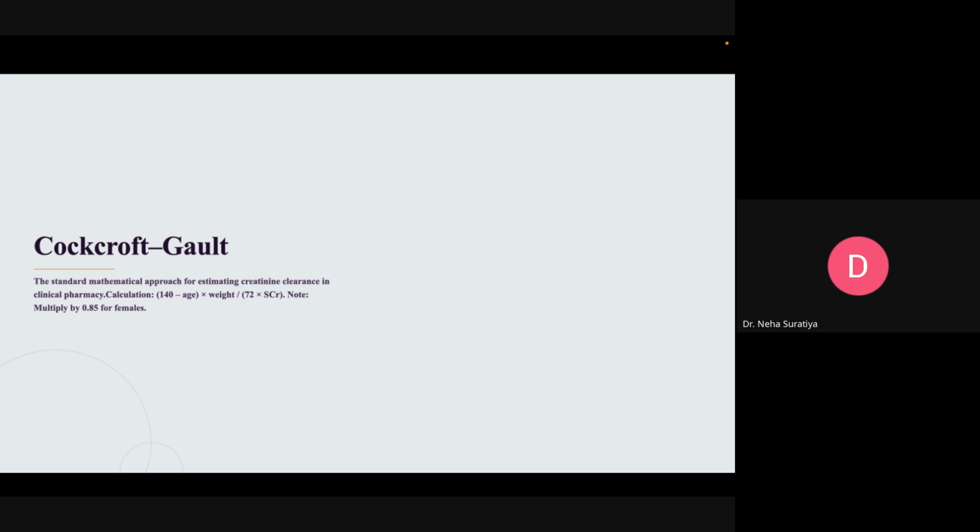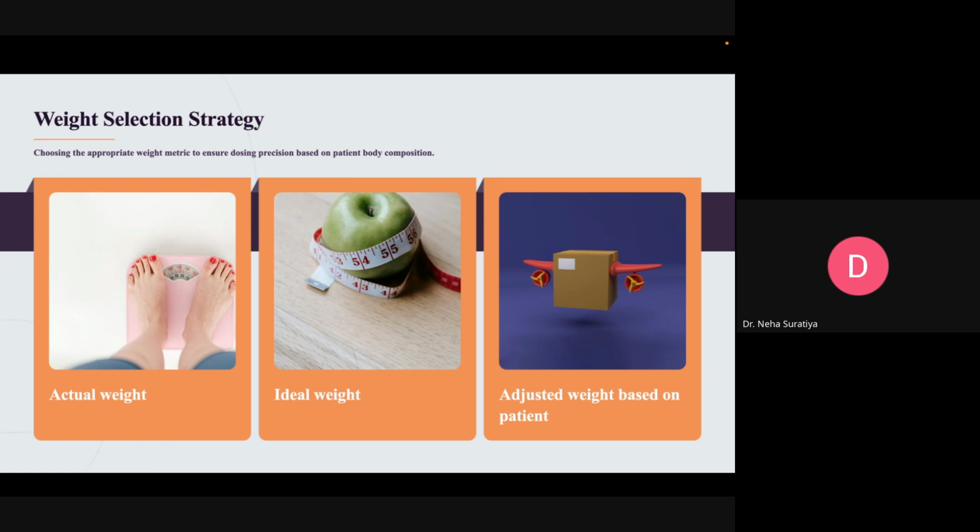If overestimation happens, you will end up giving an overdose of the drug. If underestimation happens, of course, you will have underdosing. That's the reason behind this slide. We can consider that this slide is for prevention of serious dosing errors, because using the wrong weight can overestimate or underestimate your creatinine clearance, which can lead directly to overdose or underdose issues. You need to understand.